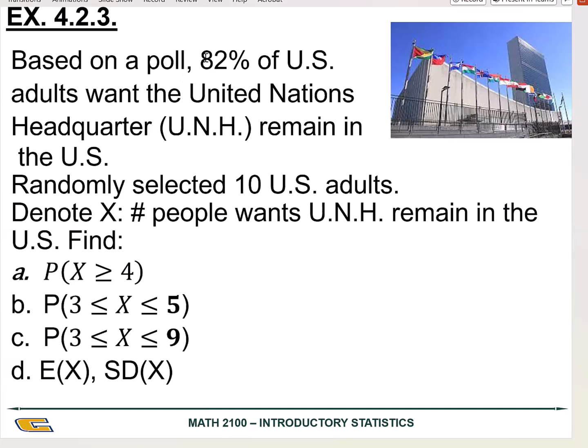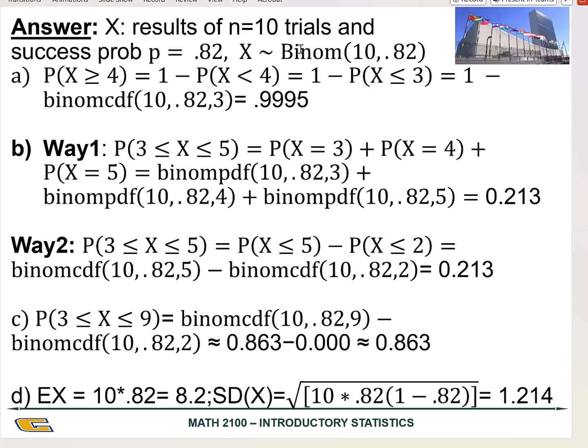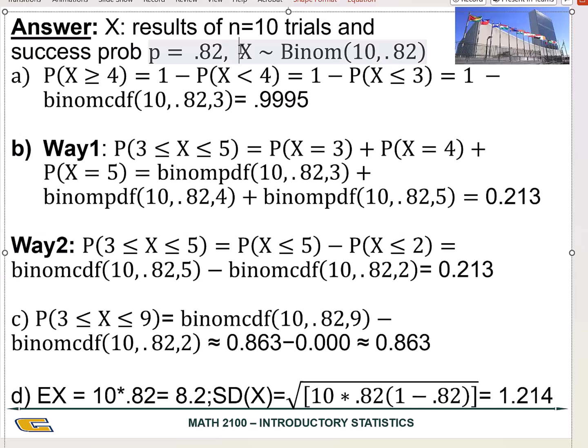Which means success: you randomly choose a person and ask him or her if they want UNH to remain here. We get the probability that he or she wants UNH to remain here is 0.82. So at that time you can model it by a binomial distribution with n and 0.82, okay? And after you have that, everything now will follow the normal binomial calculation easily, okay?